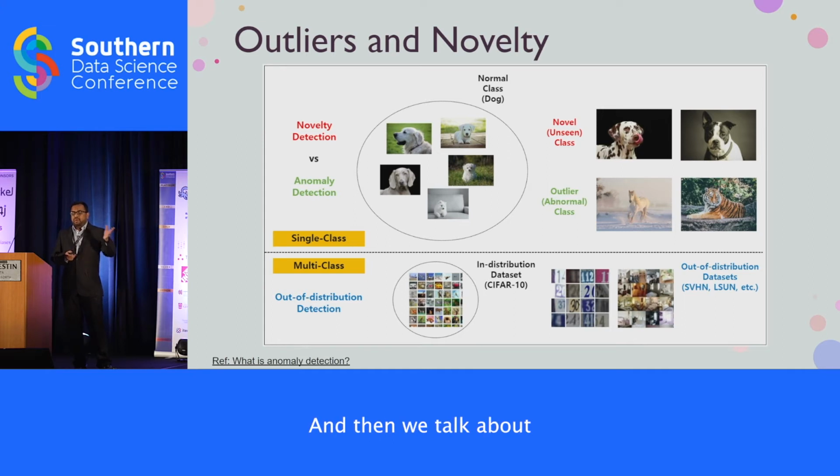And then we talk about out-of-distribution detection in data. You have a single data set which you are training a classifier on, for example, CIFAR-10, ImageNet, and so on.